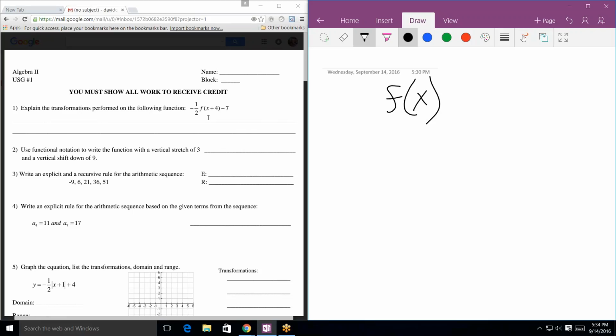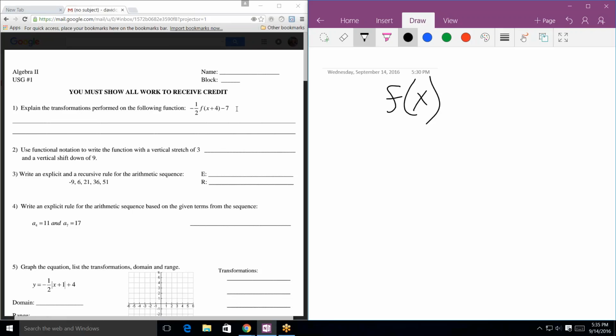They each do different things. In other words, the minus is a reflection and the 1/2 is something else. What's the one? Would it be a shrink? A vertical shrink. Exactly. So, from left to right, you have a reflection over the x-axis, a vertical shrink by half, a horizontal shift left by 4 units, and a vertical shift down by 7 units. And that's the way I would describe it.